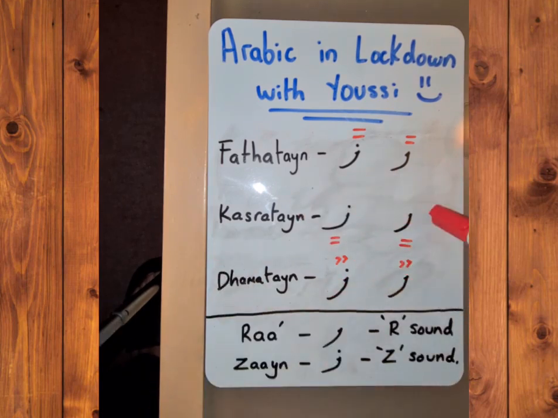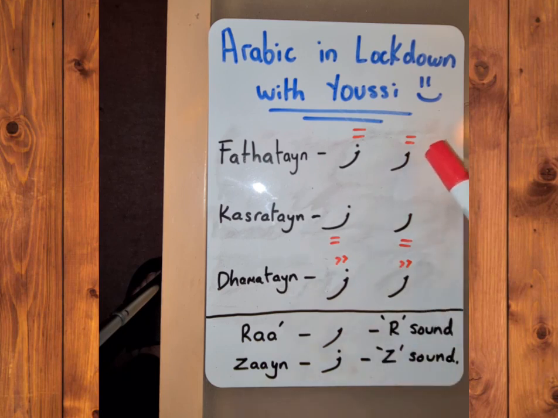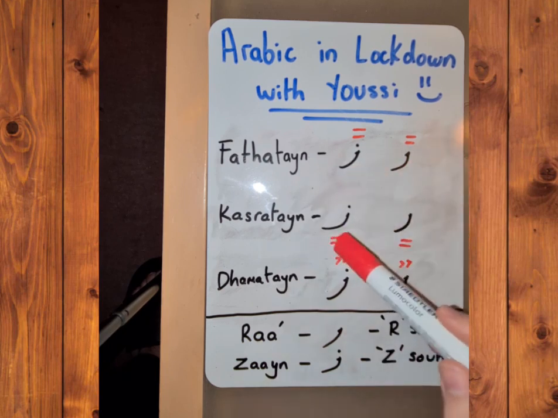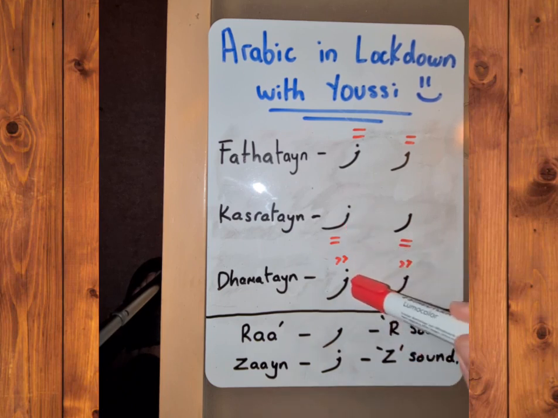Now with the kasratain, it's rin, zin, and with the dhammatain, it is ron and zon. Okay, so let's do them again. Ran, zan, rin, zin, ron, zon.